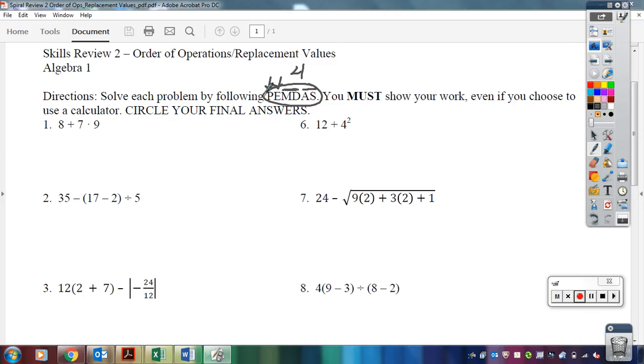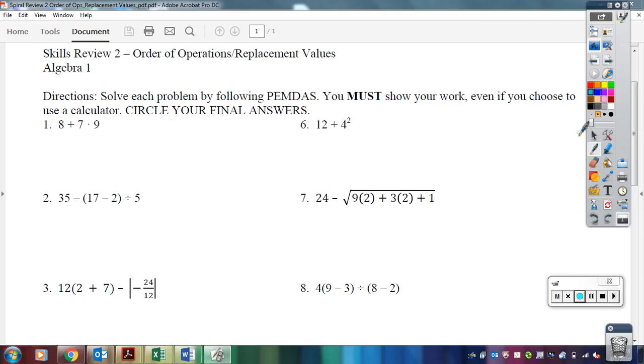Parentheses, of course, should and could be changed to G for grouping symbols. Grouping symbols include square root symbols. Absolute value bars are grouping symbols. They, of course, include parentheses. So is the fraction bar on top of a fraction. Those are all different ways to group things. But I'm just going to go through these and do them relatively quickly so we can get through them.